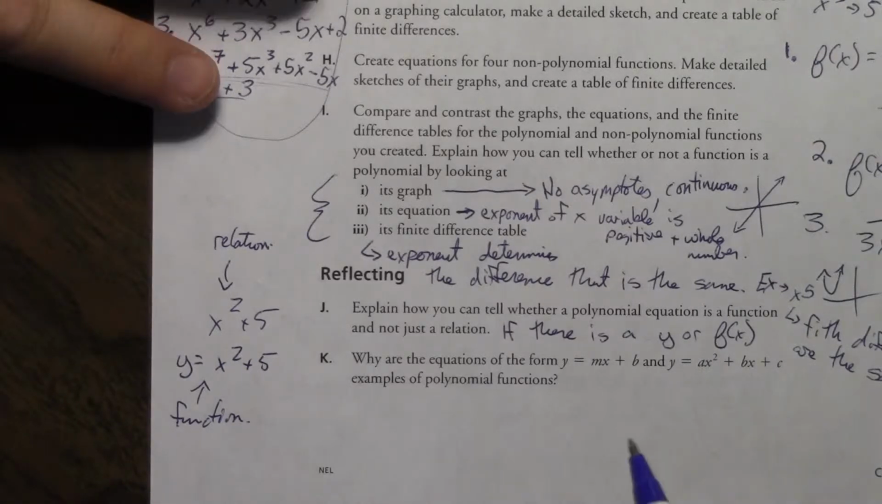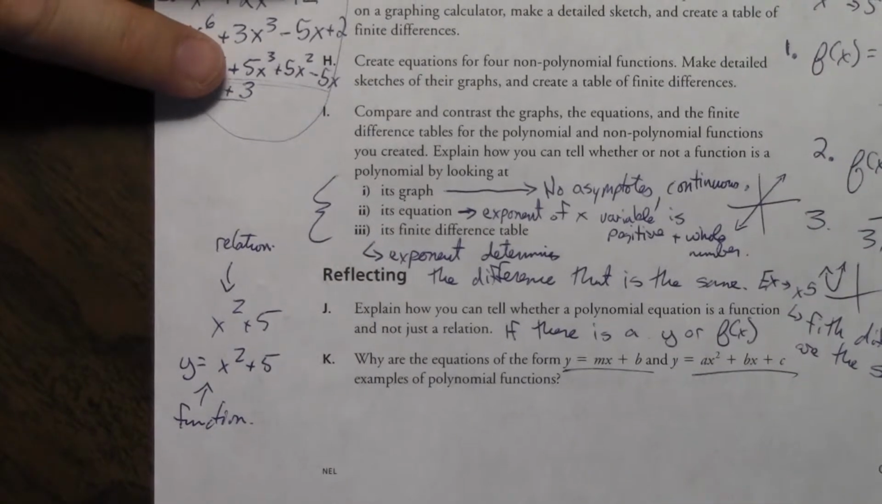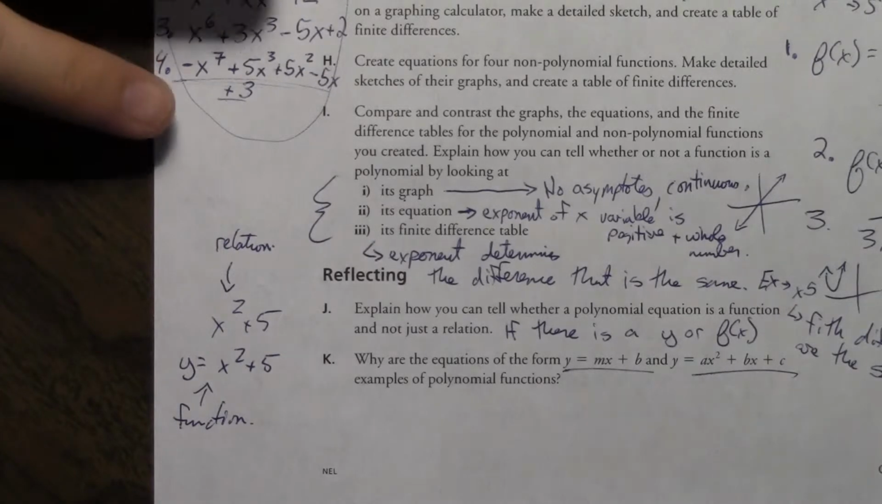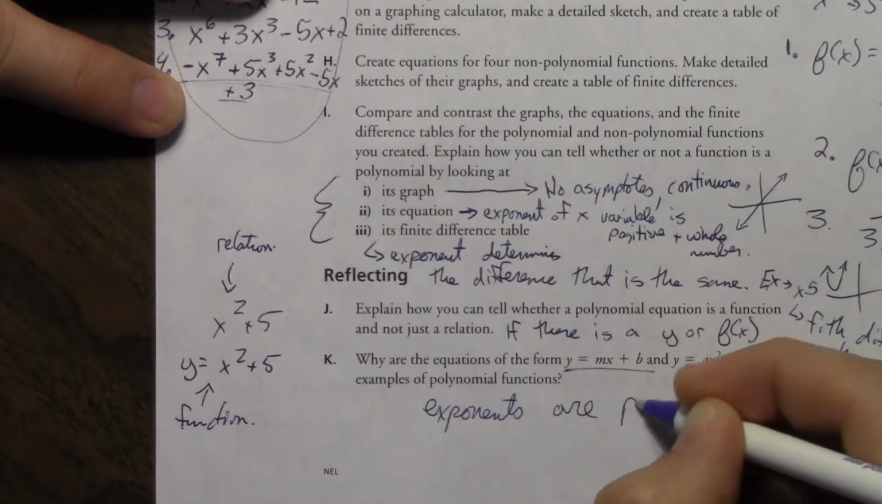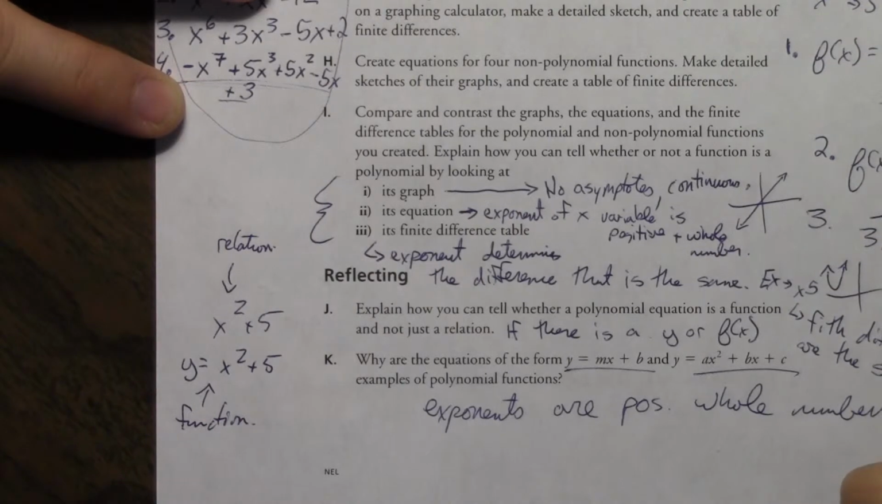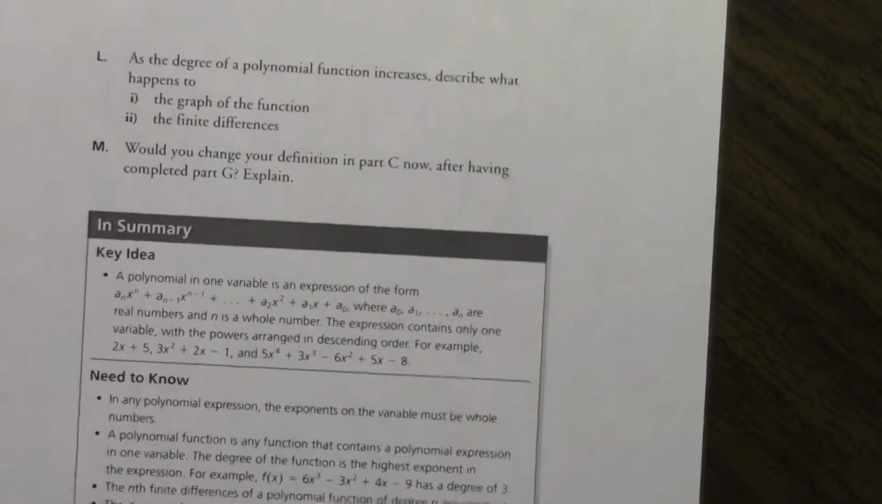And the last question here, Kobe, why would these two be examples of a polynomial function? The exponents are positive numbers. Yep. We'll answer these two verbally.